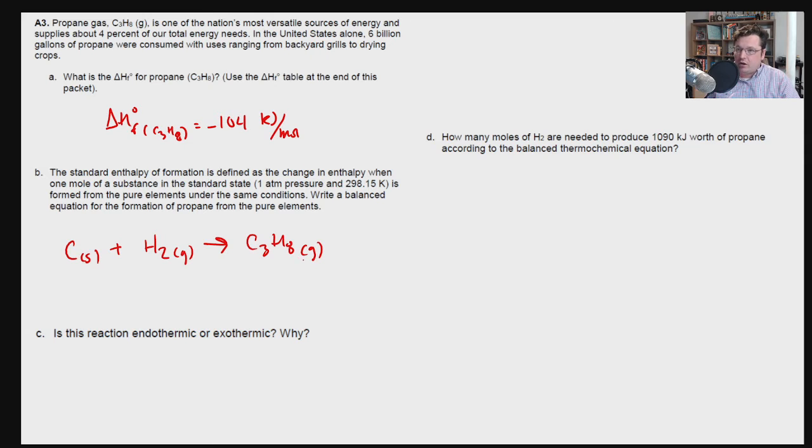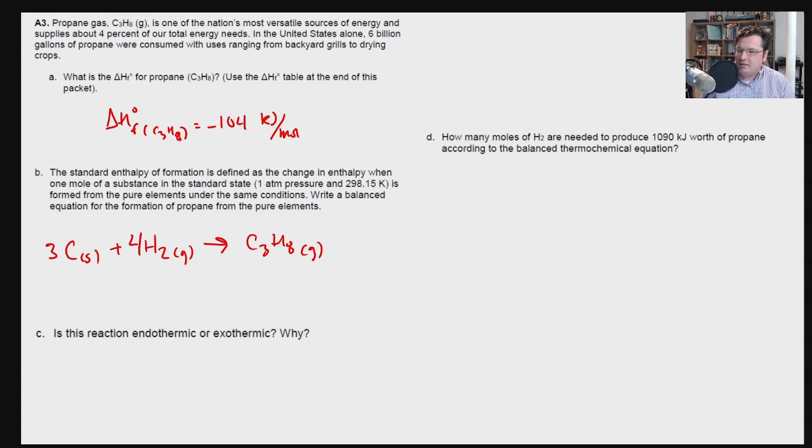Now all we have to do is balance all of that out. There are 3 carbons in propane, so we put a 3 in front. We have H8 on this side, so we have to multiply the H2 by 4. And that right there is our balanced equation for the heat of formation of propane.